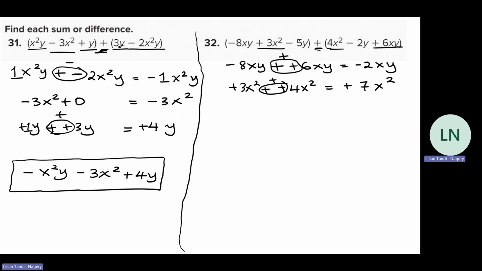Then we have negative 5y plus negative 2y. This becomes negative. Negative 5 minus 2, negative 7y. Then write your answer. Negative 2xy plus 7x squared minus 7y.